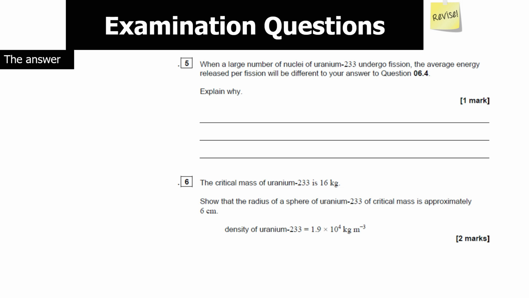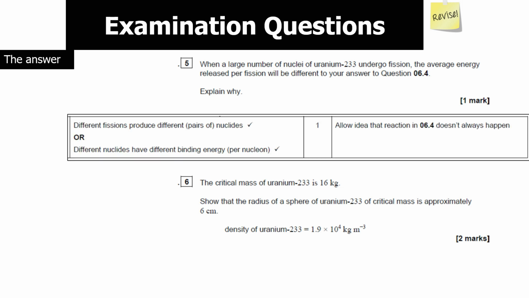Right, in this first question, you've got to be aware that different fissions will produce different types of nuclides, and these different nuclides will have different binding energies per nucleon, which will give a different difference in binding energies, which will give a different energy released.